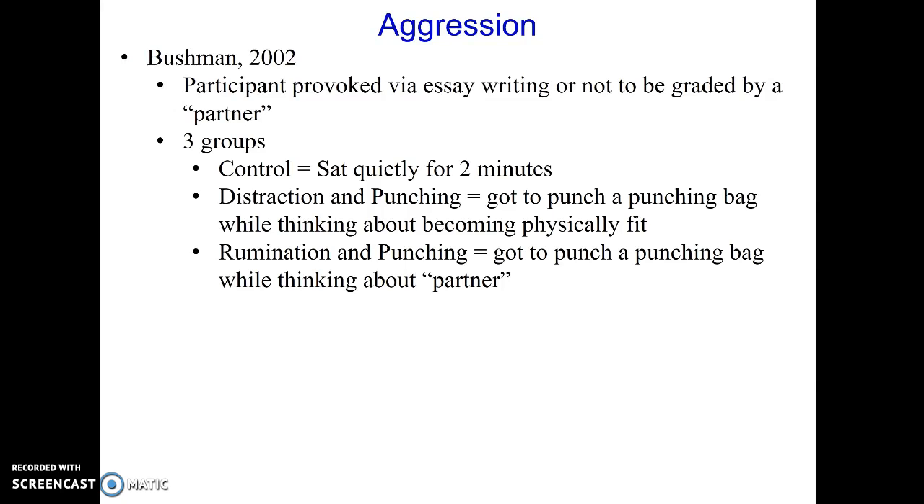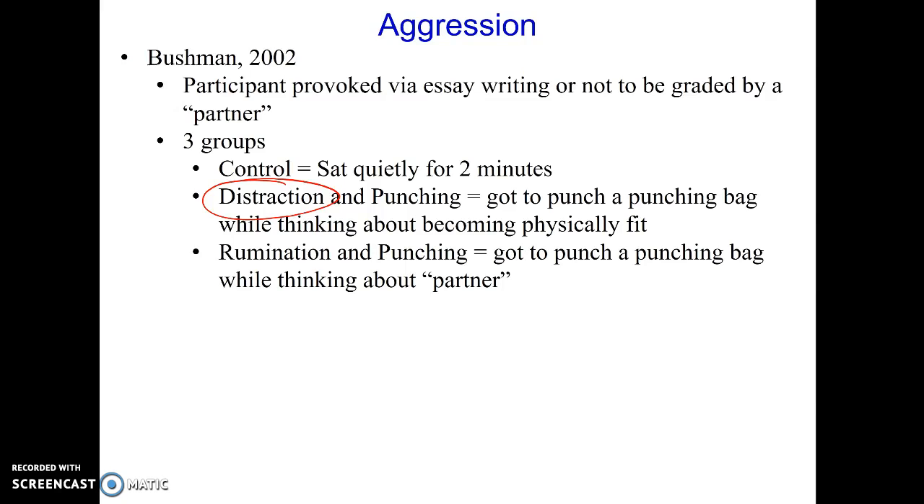Then participants are randomly assigned to 3 groups. The first group was the control group, where they were just told, "I need to leave real quick, sit quietly for 2 minutes, I'll be right back." The second group was called distraction and punching. For this group, there was a speed punching bag, and the participant was instructed to punch this punching bag as much as they wanted for 2 minutes. But while doing it, they were told to think of getting physically fit, like they're exercising. This was called distraction, because you're distracting the participant from the provocation. You're having him ignore it.